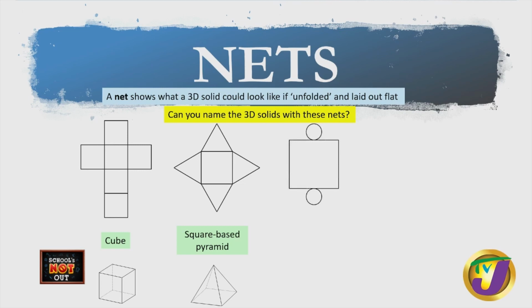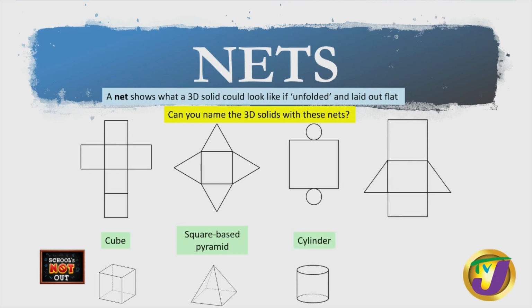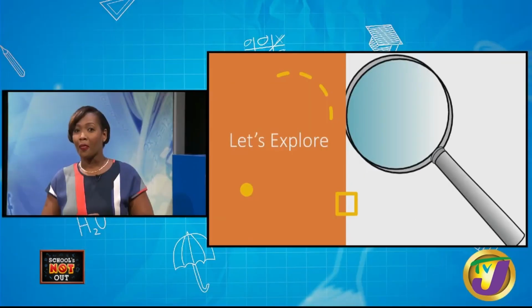Then you have, I didn't give you this one. Can you tell me what that is? Great job. It's a cylinder. Anyone can tell me this one? Awesome. You guys are awesome. This is a triangular prism. So these are the nets of 4 types of solids that we might be working with today. Let's explore.